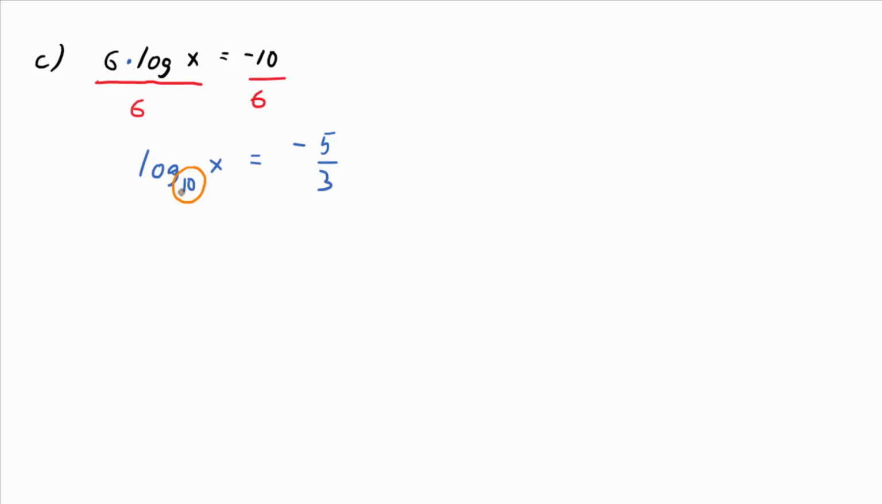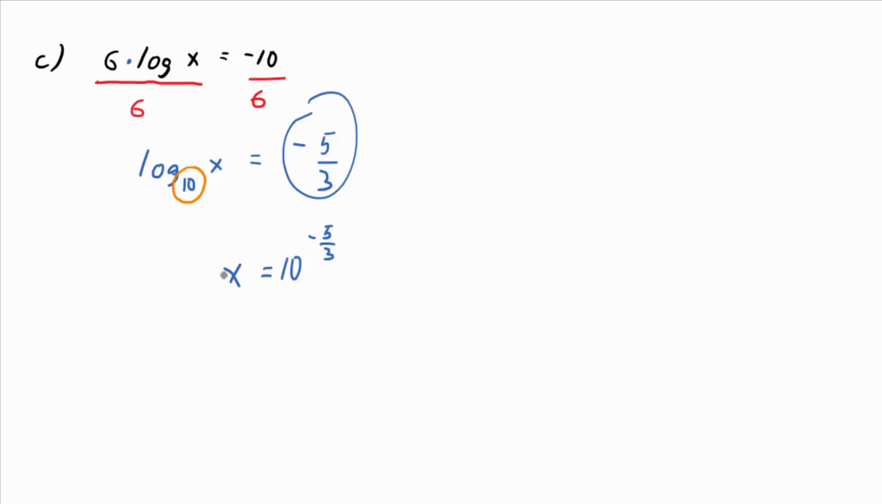Yep. Remember, the subscript in the logarithm is the base of the exponent. So if you convert this to exponential form, you get 10. The exponent is the guy by itself. 10 to the negative 5/3 equals x. I'm going to write it as x equals 10 to the negative 5/3, x on the left, in other words. Does that make sense to you?